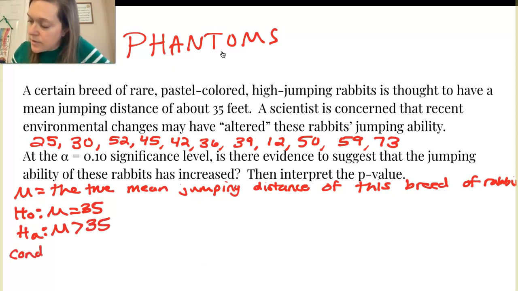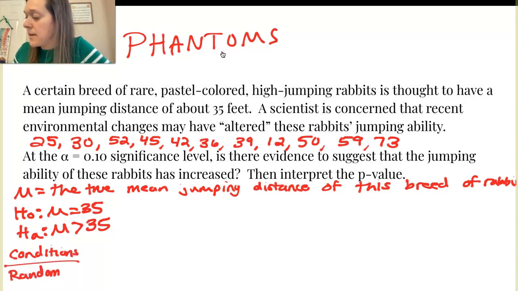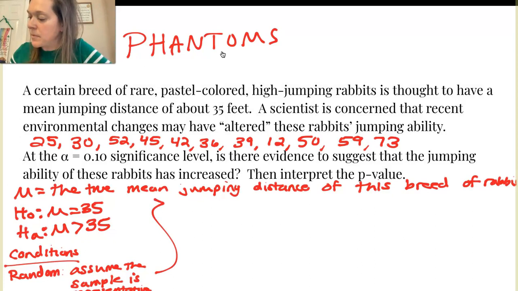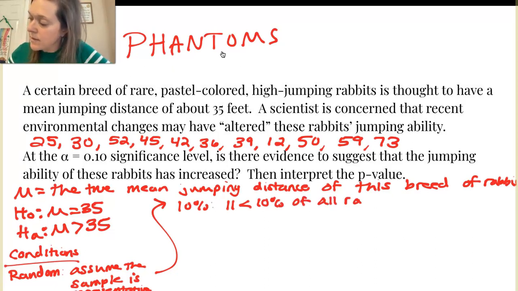All right, so let's check our conditions. Random: it's not stated, so we're going to have to write something like, assume the sample is representative of all rabbits of this breed. For the 10% condition, I would say 11 is less than 10% of all rabbits of this breed.